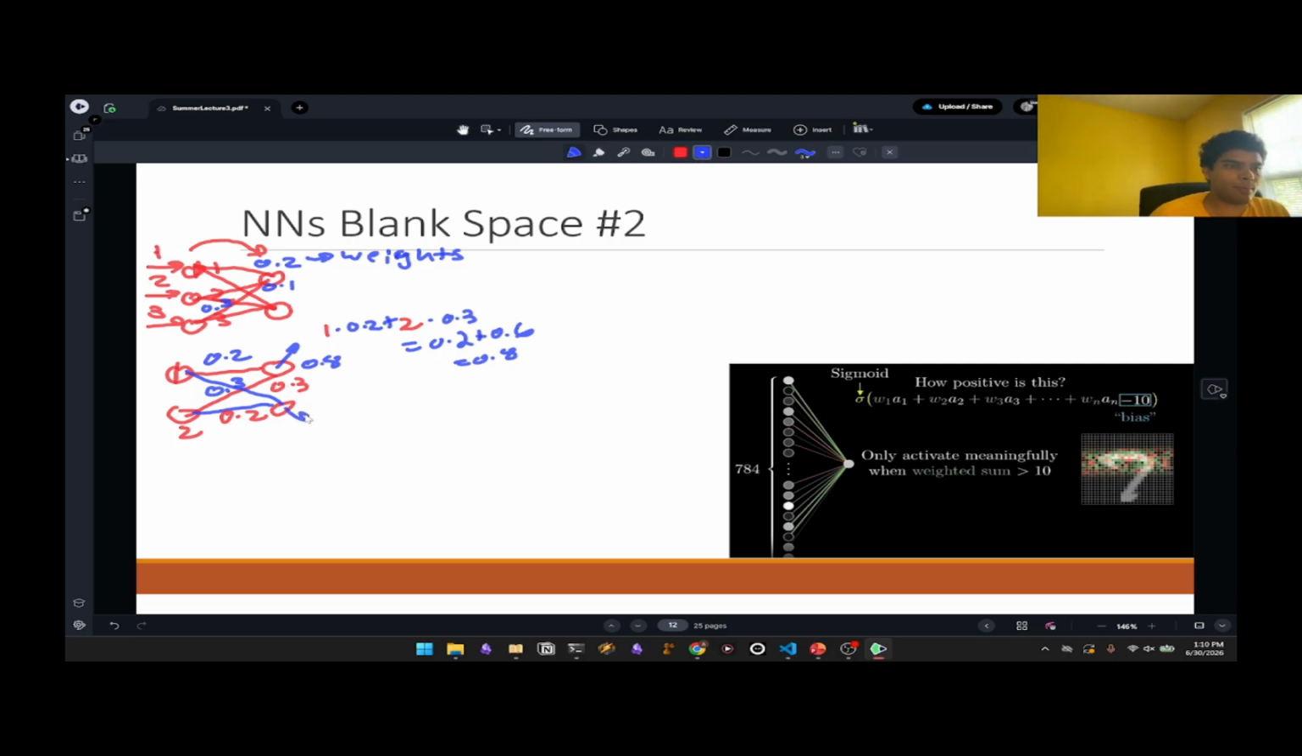So what is the output of this neuron? Well, it's again a weighted sum. So it's 1 times 0.3 plus 2 times 0.2. So that's going to be 0.3 plus 0.4, and that's going to be 0.7. So this is going to have a value of 0.7. And then again, a network is just comprised of these sort of calculations again and again. So now we have 0.8 and 0.7.